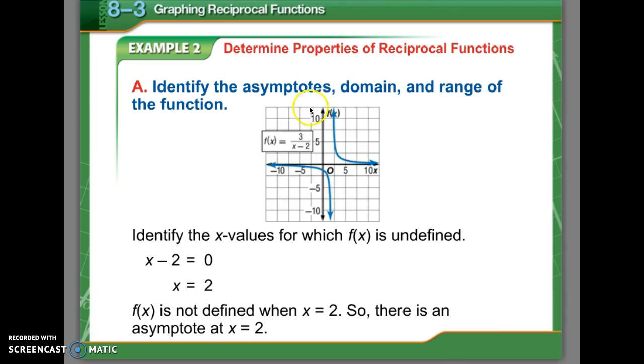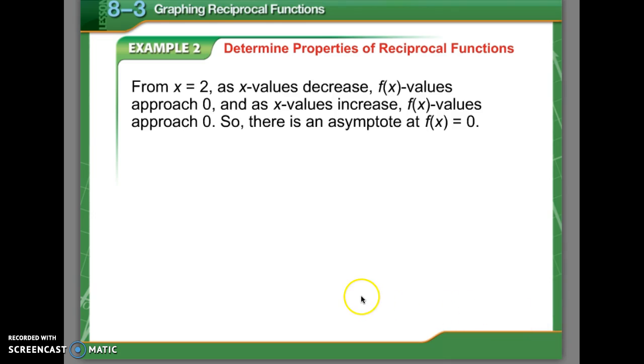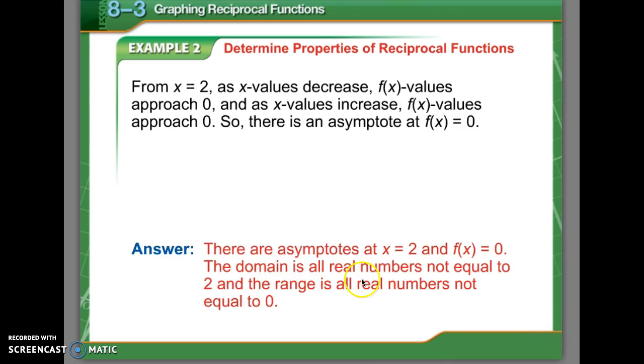In our range, the y direction, you can see it goes down to negative infinity and up to positive infinity. So it's every y value except for our asymptote, which was 0. So that's how they come up with the domain and the range in the answer down here for this slide.